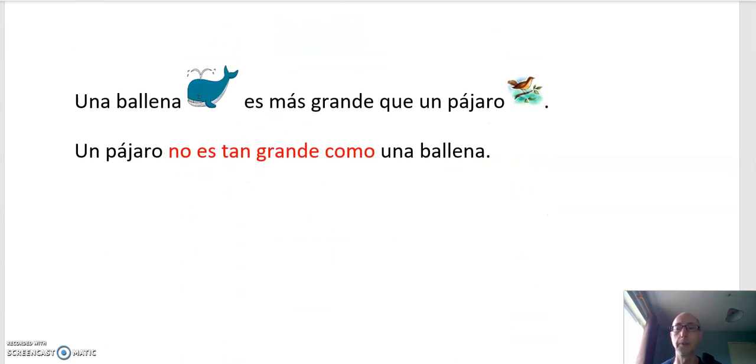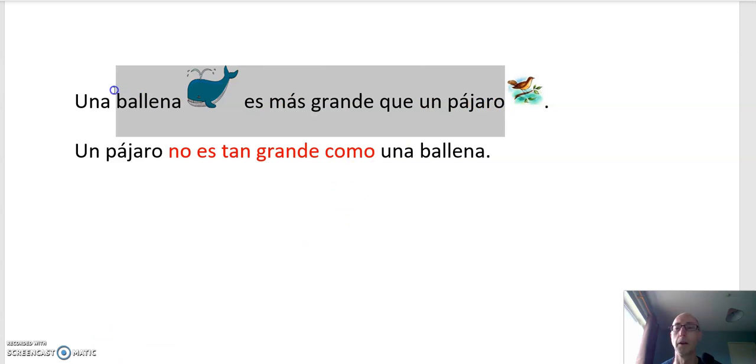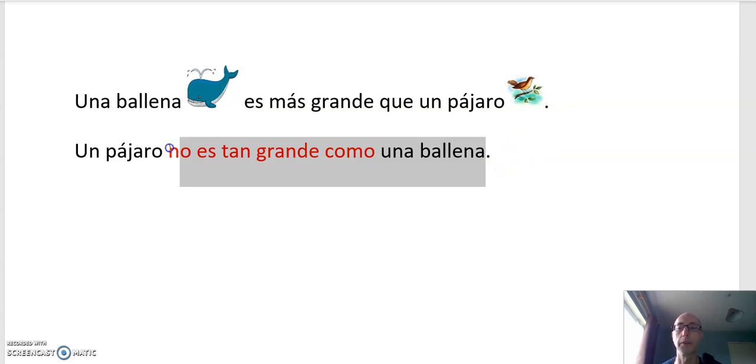Let's look at another example. Una ballena es más grande que un pájaro. Más grande que. That's the normal way we do it. We're going to turn it around. Un pájaro no es tan grande como una ballena.